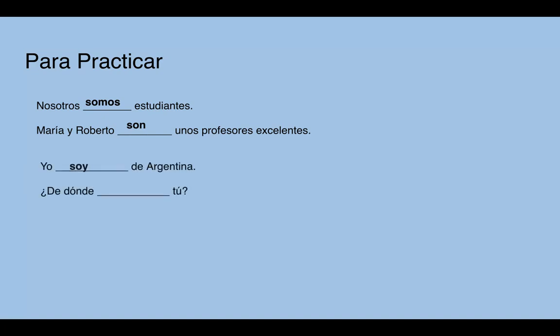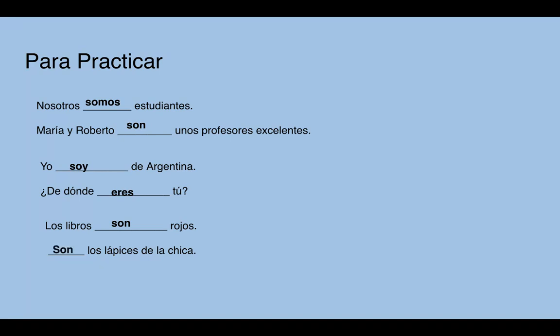Yo soy de Argentina. I am from Argentina. ¿De dónde eres tú? Where are you from? Notice in question form, the subject is coming after the verb, where normally the subject comes before the verb. Los libros son rojos. The books, they are red.